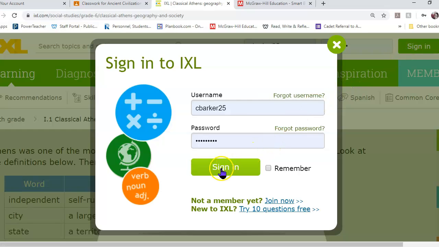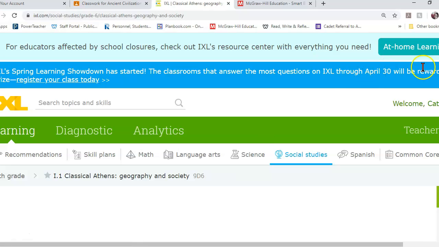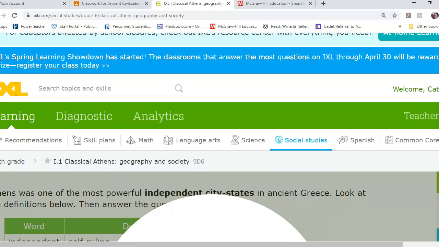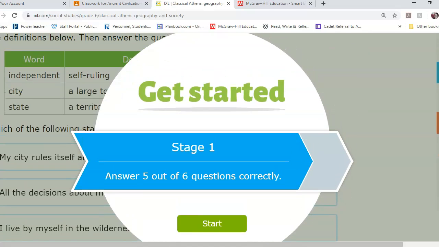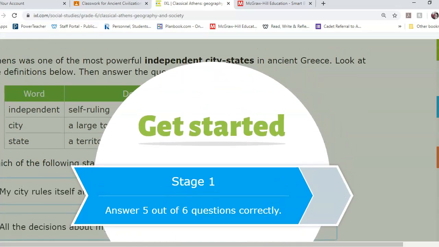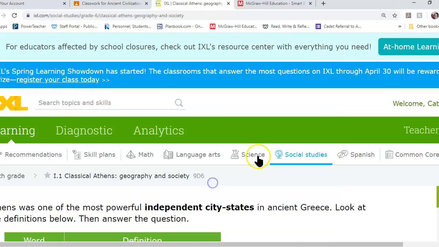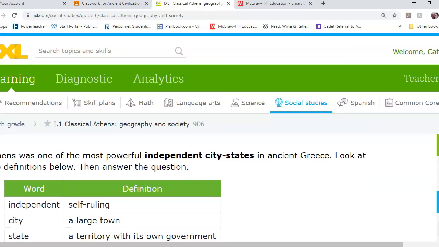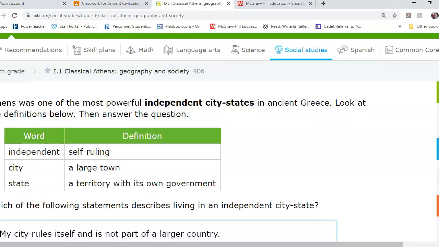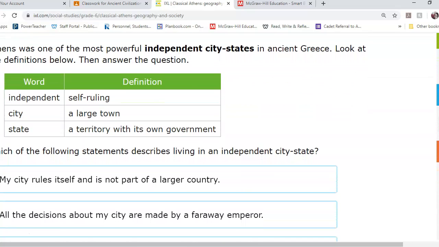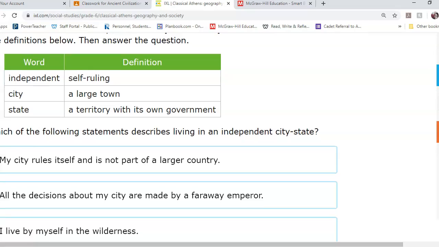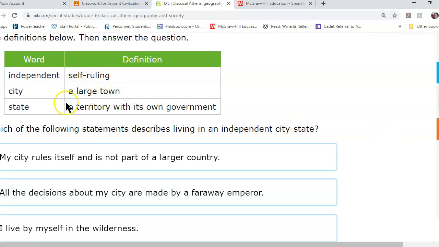And what you need to do is make sure you sign in first, because anything you do on here will not save if you are not signed in. So basically, it's a little bit different than the language arts. It wants to start stage 1, answer 5 out of 6 questions correctly. Okay. Athens was one of the most powerful independent city-states in ancient Greece. Look at the definitions below, then answer the question. So it gives us words and definitions: independent, self-ruling; city, a large town; state, a territory with its own government.